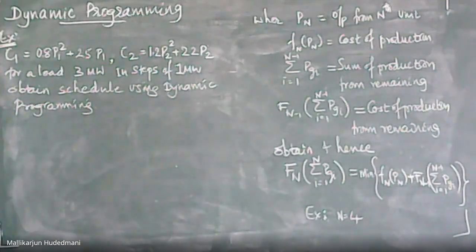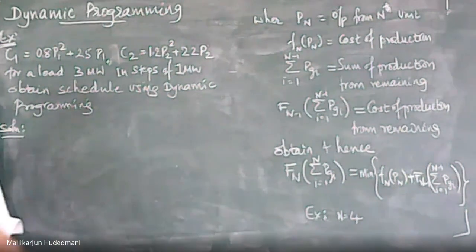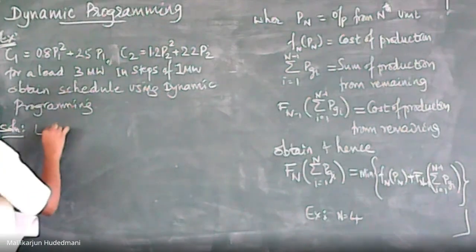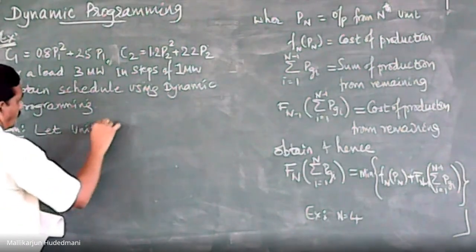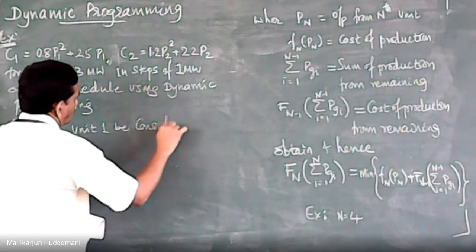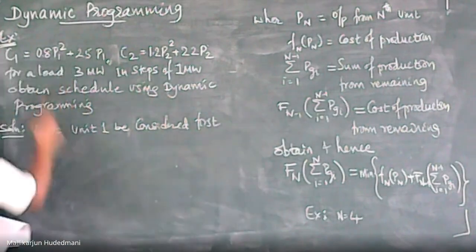You have been given two incremental fuel cost expressions. C1 has one term absent in that. Then, how to do it? I have here the solution. Let us take one of the machines as your reference. So I take, let unit 1 be considered first.